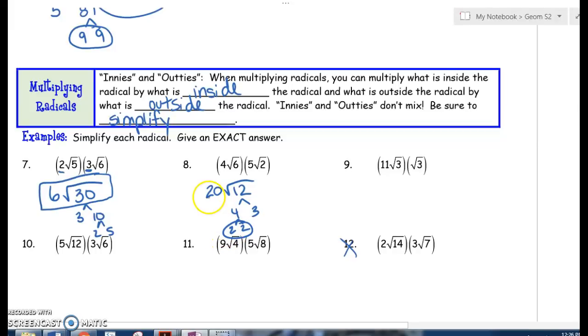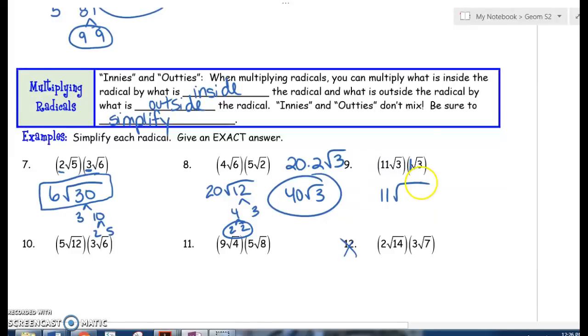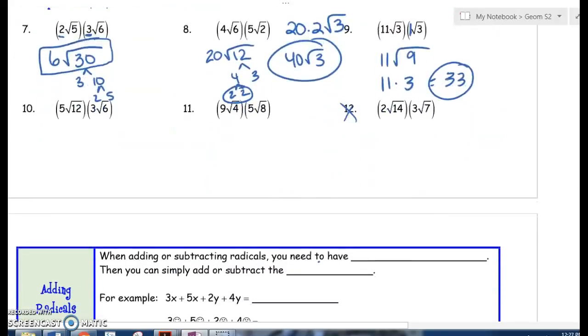So we have a pair of 2's that is going to join the 20 out in front, and then the leftover stays under. So you end up with 40 root 3 for your answer. Over here, technically this is like a 1 root 3, so you're multiplying 11 times 1, and then root 3 times root 3 is square root of 9. Square root of 9 is just plain old 3, not root 3. And then you multiply those together, you get 33 for your answer.